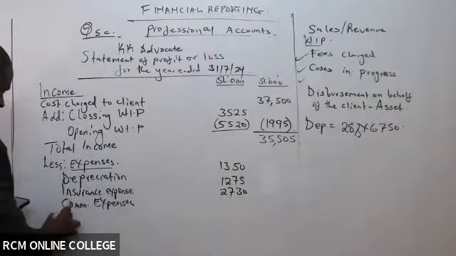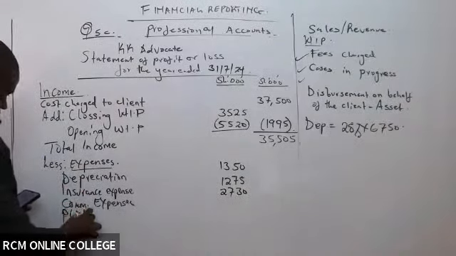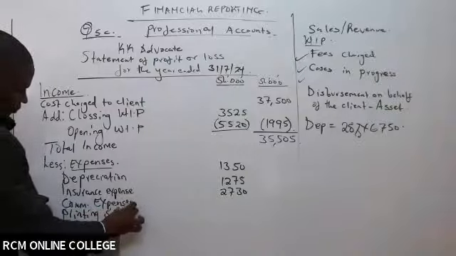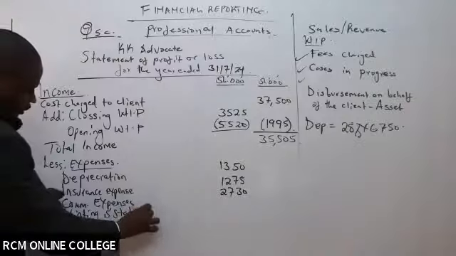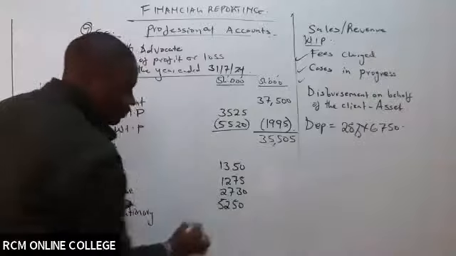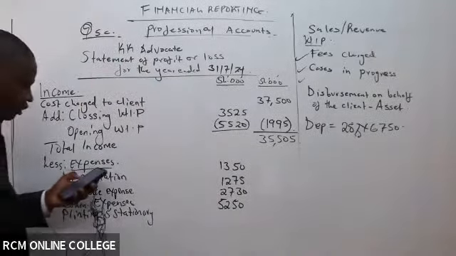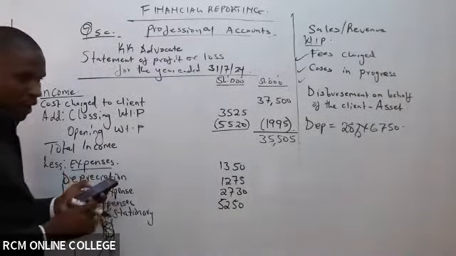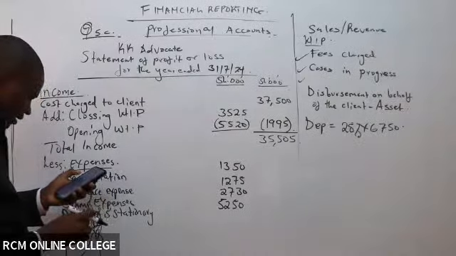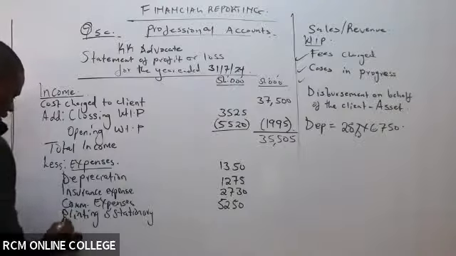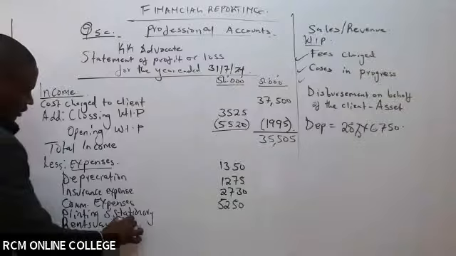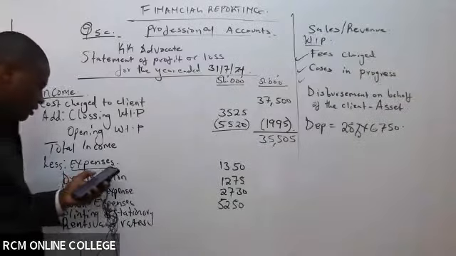Then we have, they are following each other, printing and stationery. Printing and stationery ni ngapi, 5250? 5250. Good, you're doing well. And if you don't have the paper, kindly talk. Rents and rates, then salaries. Rents and rates ni ngapi? Rents and rates ni 9,000.